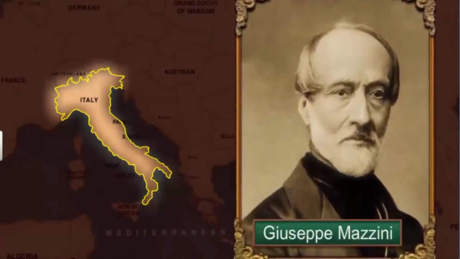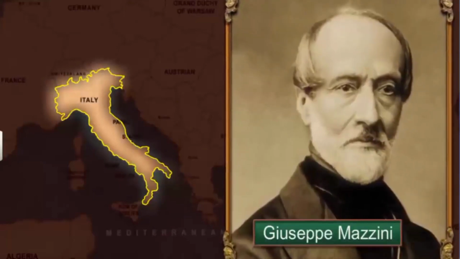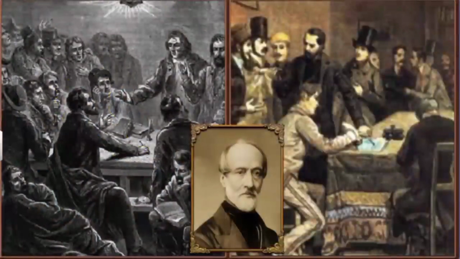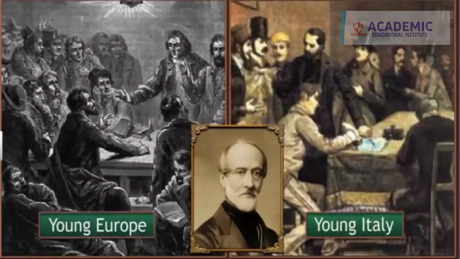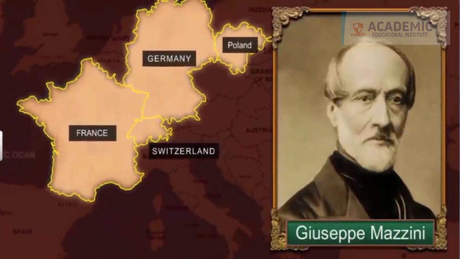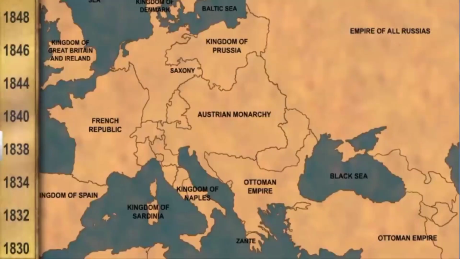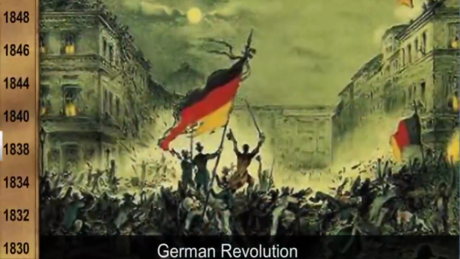He was part of a secret society called Carbonari. Mazzini founded two underground societies called Young Italy in Marseille and Young Europe in Bern. Mazzini believed in the unification of the small kingdoms and principalities in Italy. The period between 1830 and 1848 was marked by a lot of tensions and turmoil.